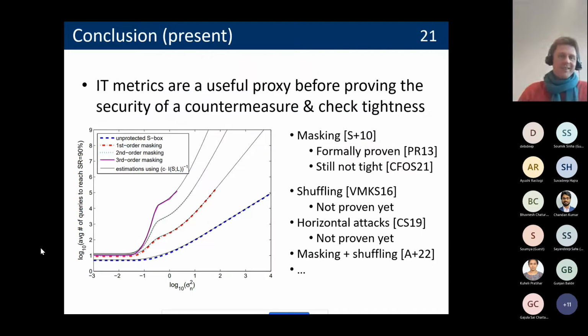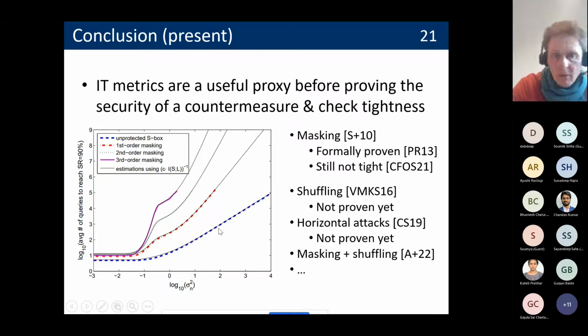Conclusions for the present. What I didn't explain too much, but the other reason why IT metrics are interesting, is that they can be a very helpful proxy before proving the security of a countermeasure and checking the tightness, maybe. Here I show on the left what we have with masking. That's in a paper from 2010, where we evaluated the worst case security level of a masked implementation with these IT metrics. The x-axis is the amount of noise in log scale. The y-axis is the number of traces that you need to attack.